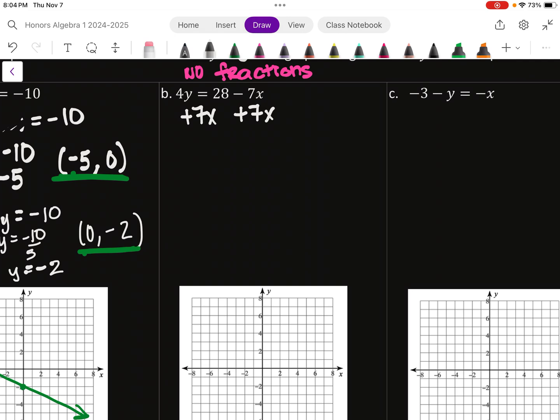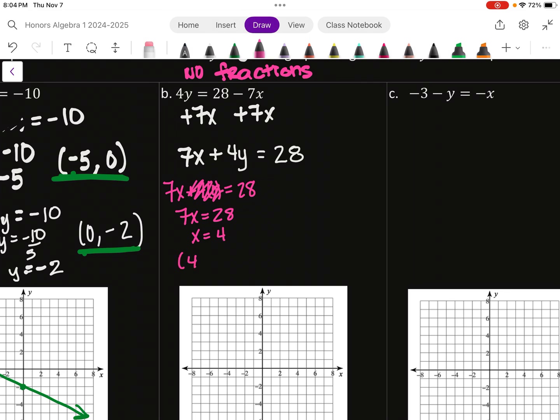That would make that x positive, or a positive. So 7x plus 4y is equal to 28. So to find the x-intercept, I'm going to plug in 0 for my y. Again, that's a little redundant. This goes away, so I'm left with 7x is equal to 28. Divide. So x is equal to 4. And that is (4, 0), that x-intercept.